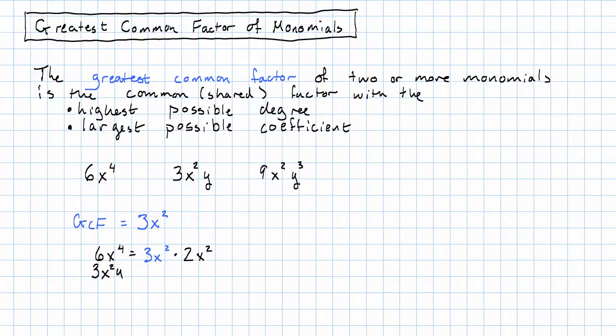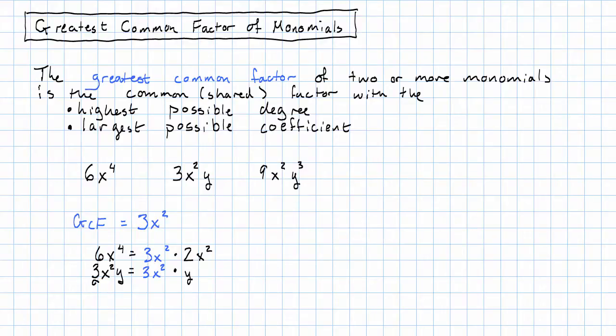3x squared y, well, that's going to be 3x squared times, what do I need to multiply 3 by to get 3? Well, 1. I don't need to put in a coefficient 1. X squared times what is x squared? Again, 1. All I need to multiply by is the y.